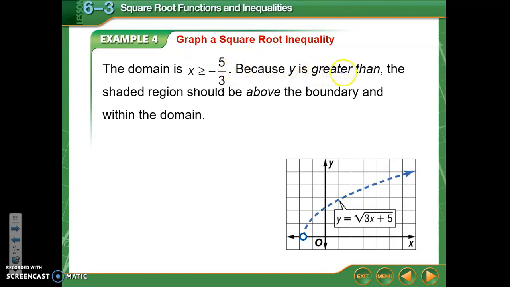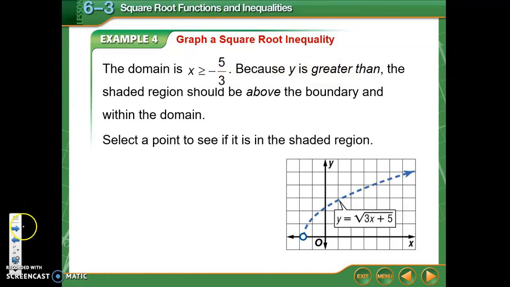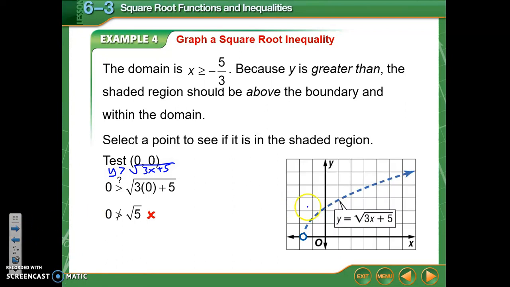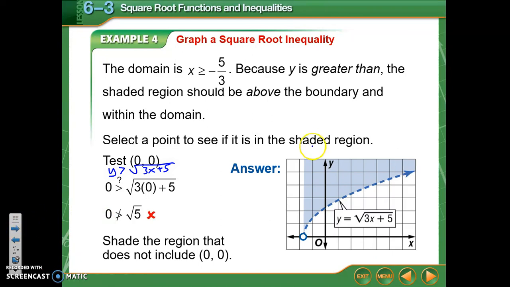Because y is greater than, I'm actually going to end up shading above the boundary, but I have to only shade x greater than or equal to -5/3 as well. So just like we did before, to make sure you shade in the right place, we're going to test a point. Here we're going to test (0, 0) because it's not on the boundary. Remember my original inequality is y is greater than the square root of the quantity 3x plus 5. So I test (0, 0), and it gives me something that's false. So I'm not going to shade underneath where (0, 0) is. I'm going to shade above.